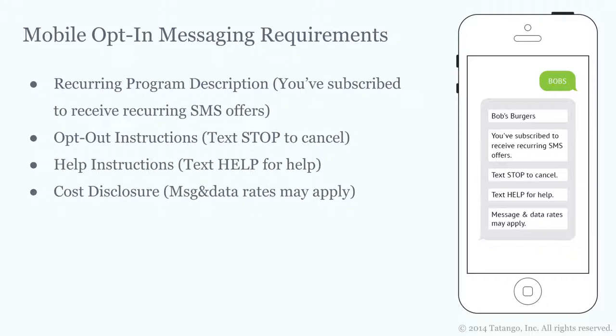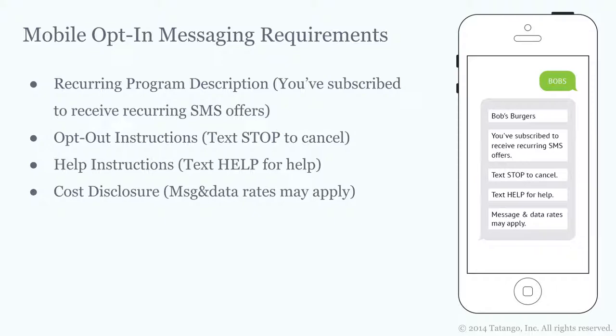Let's see what else we've got here. One thing we're missing here is the business name. Now, that's not required in the mobile opt-in, but it's something that I highly recommend you put in there. It doesn't make sense that it's not required, so we put in Bob's Burgers.